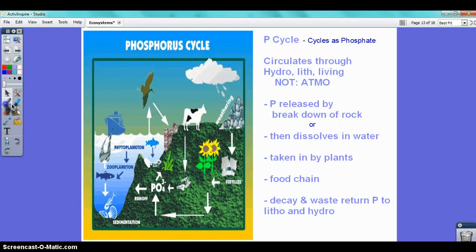So I'm going to go over the phosphorus cycle since I'm not going to be in class today, so you can get an idea of what you have to know on the test. Well, the test is still scheduled for Thursday.